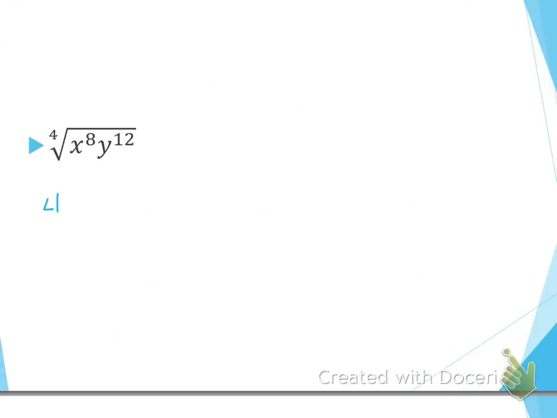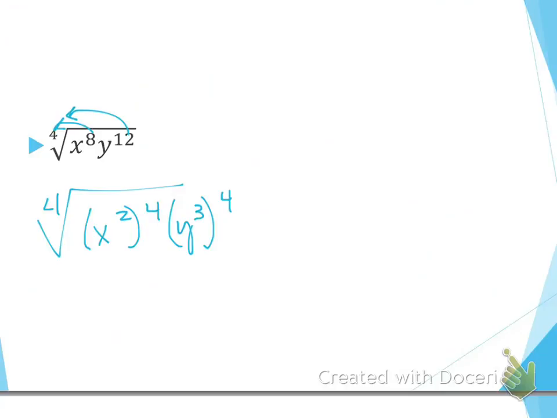Okay, this time it's a 4th. So what times 4 gets me 8? Well, that's 2, or you could do 8 divided by 4 to get 2. What times 4 gets me 12? Well, that's 3, or you could do 12 divided by 4 to get 3. All of the 4's will cancel, so now I have x squared y cubed.